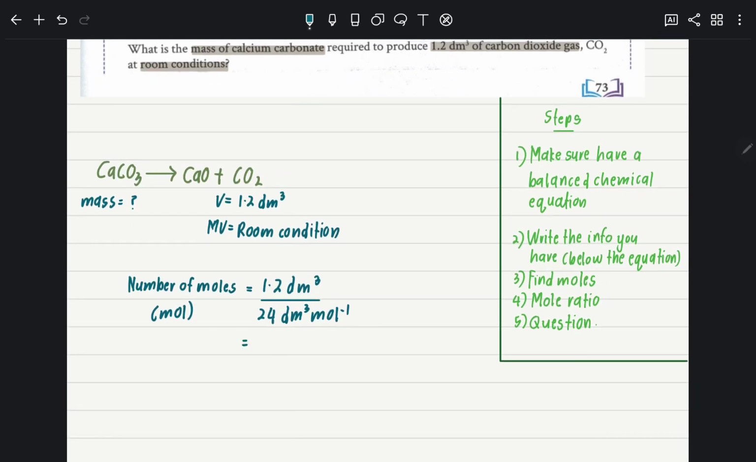Okay, then do the calculation. 1.2 divided by 24, you'll get 0.05. Unit decimeter cube I can cut. So I have mole, so I bring it up. So I have 0.05 mole of CO2.